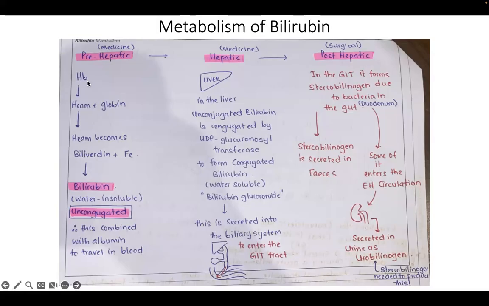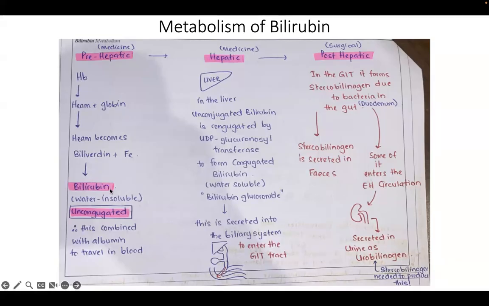First of all, we start with hemoglobin. The hemoglobin will break down and form heme and globin. This heme becomes biliverdin and iron, and the biliverdin is converted to bilirubin. At this stage, it's unconjugated and it's water insoluble. Therefore, this will combine with albumin to travel in the blood. This is important, okay?